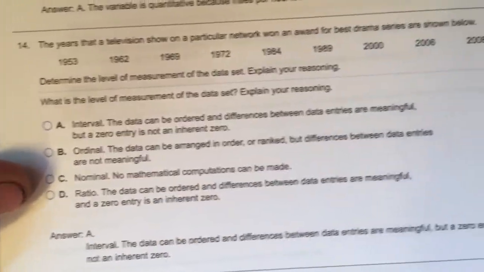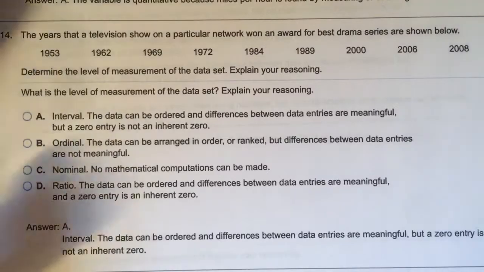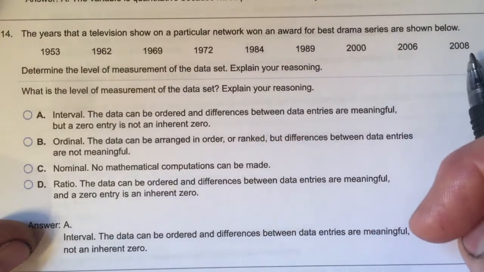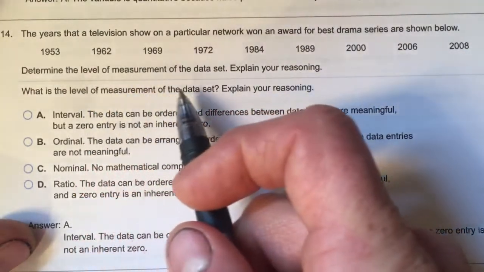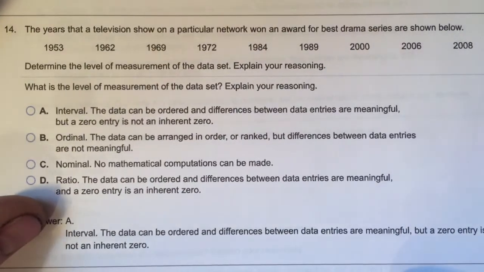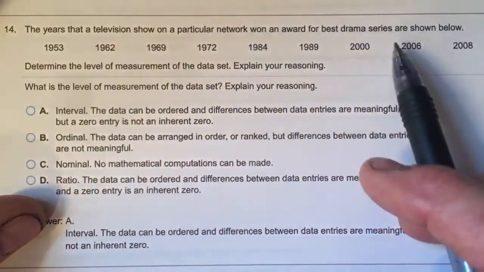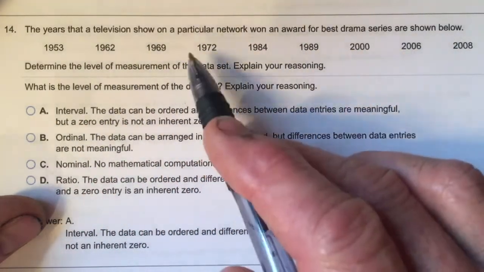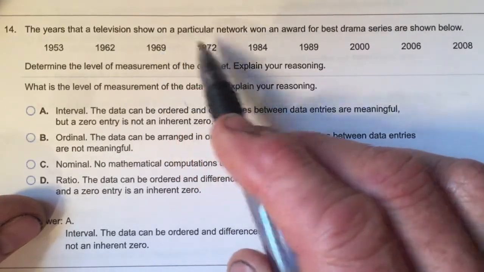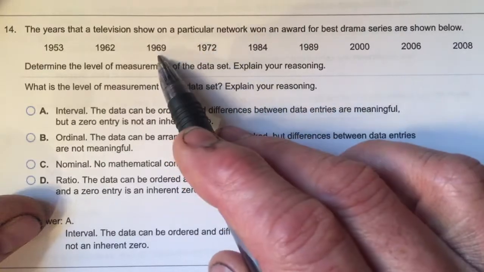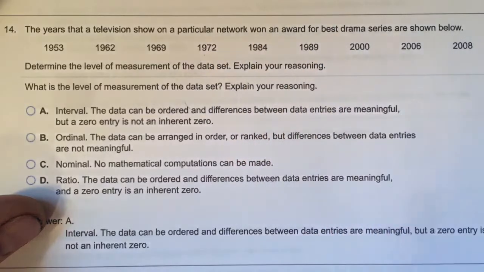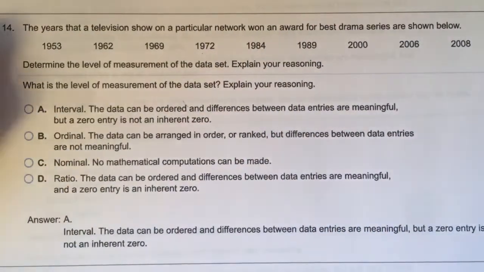Here you go, number 14. The years that a television show on a particular network won an award. Here's all the years that they won this particular award. Determine the level of measurement of this data set. Now we can subtract them to see how long it is. Right here, if I subtract those two, that was 3 years since they won it. And here, it's 12 years since they won that. So subtracting it does have a meaning.